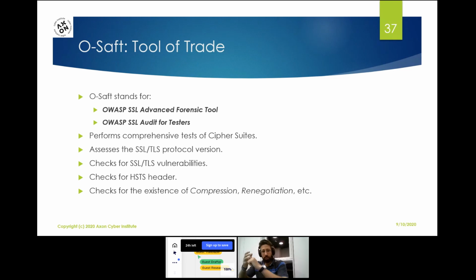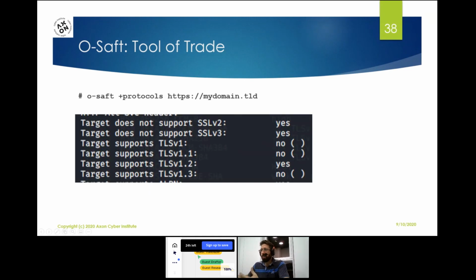So it does a comprehensive assessment of the protocols, the protocol versions, the vulnerabilities. It checks the cipher suites. It checks the HSTS header. It checks the perfect forward secrecy. It checks for the existence of compression, renegotiation, and so many other things I have talked about. And then it gives you a full report, or you can have a quick assessment, or you can have an assessment of a particular aspect of the protocols, or you can have a full assessment, so you can control what type of assessment you want to have. Let's look at a few examples here, or common ways of running the tool.